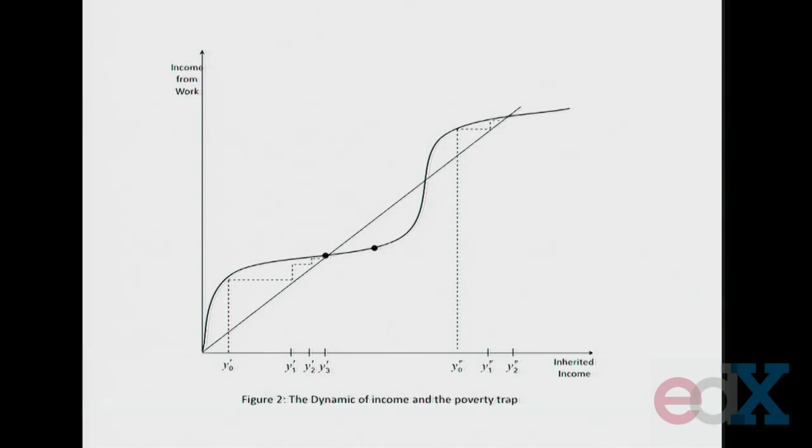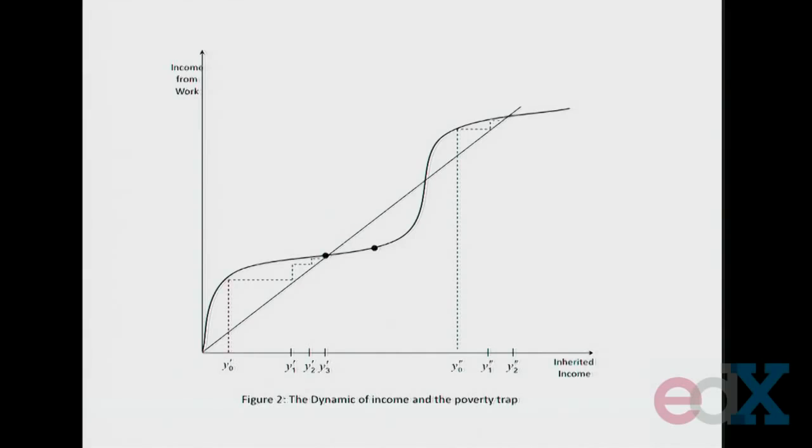rule is that you're going to have a poverty trap if the capacity curve, or whatever is the curve between the income from work and the inherited income, crosses the 45-degree line at least once from below. That is, there is at least one unstable equilibrium where you're crossing from below. And that is necessary for having a poverty trap.